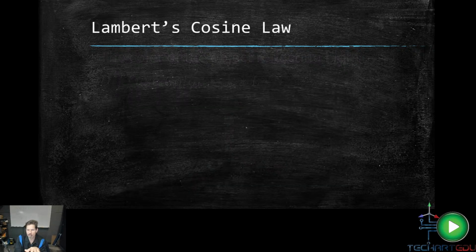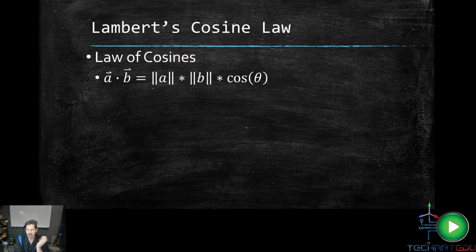Now, it's all based upon one big concept called Lambert's cosine law, which is based on something called the law of cosines. And the law of cosines looks like this. Don't freak out, gang, this is actually a pretty simple formula. If you've got two vectors, vector A and vector B, and you dot them, that ultimately equals the length of A times the length of B times the cosine of the angle, because with two vectors, there's going to be an angle between them at any given time.